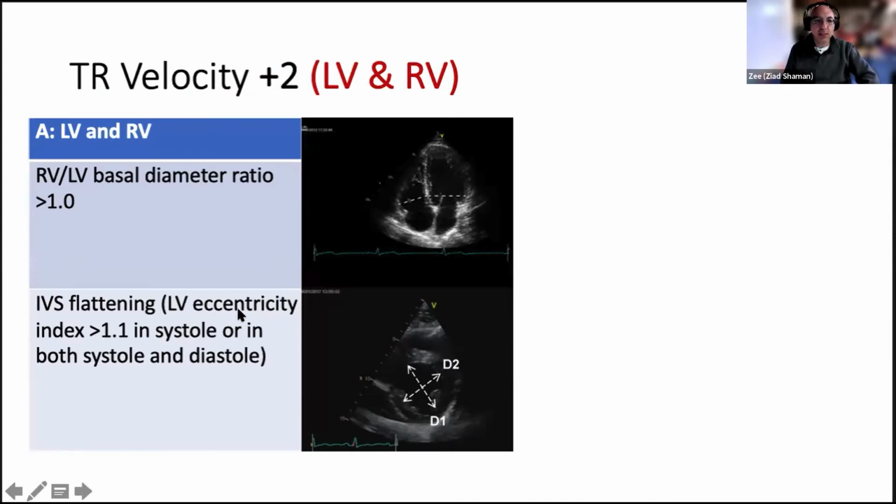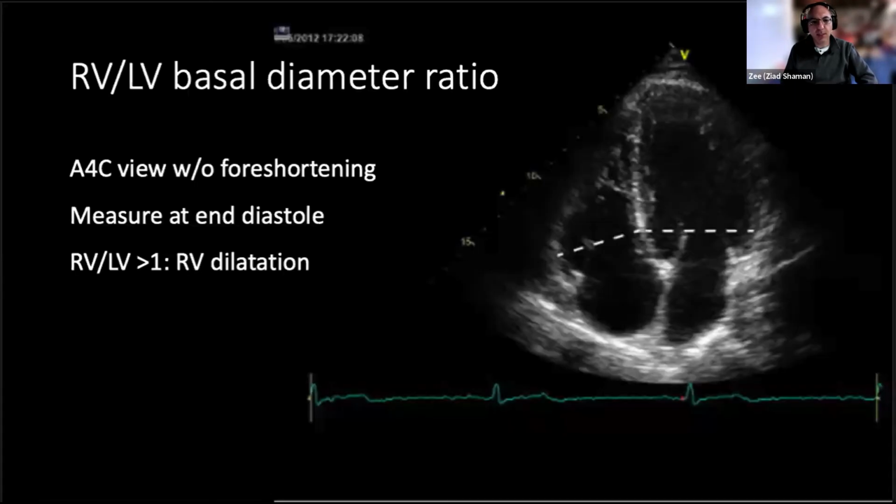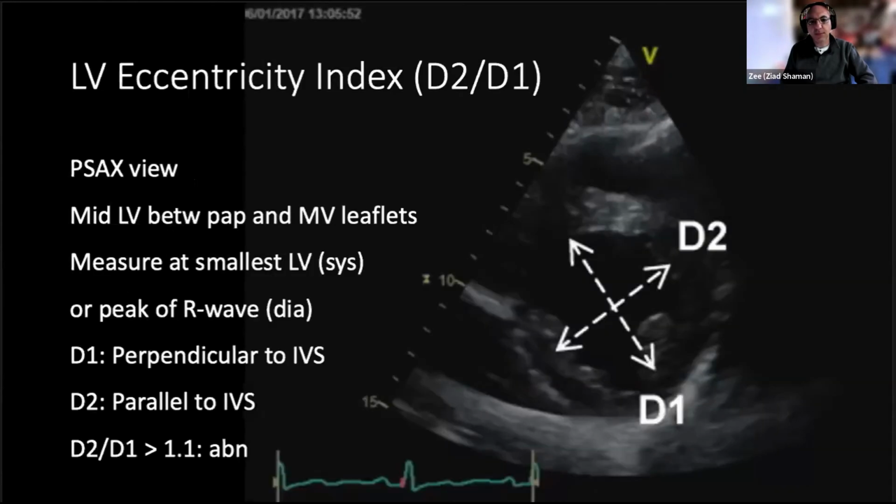The second one is the interventricular septum flattening, which is called the LV eccentricity index of more than 1, which means, is this circle in short axis round or is it D-shaped? So you're familiar with these. This is the basal ratio, apical 4 without foreshortening. Measure it at end diastole. If the RV to LV is more than 1, then you get a point.